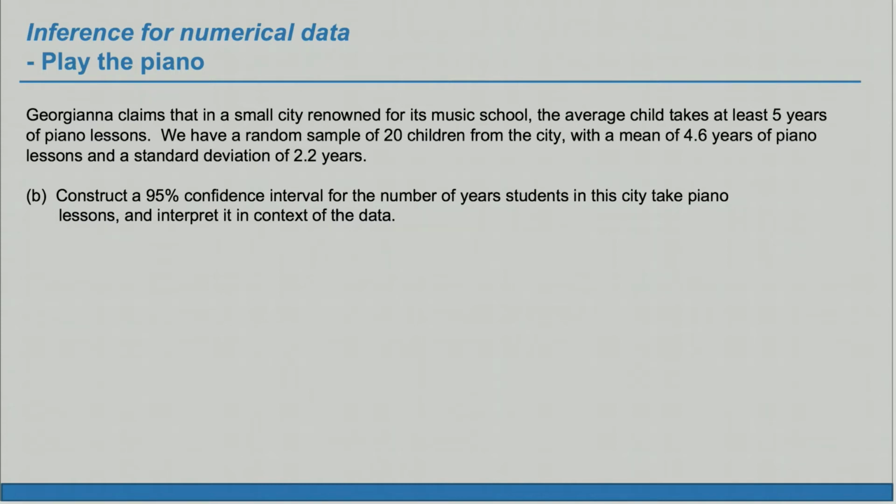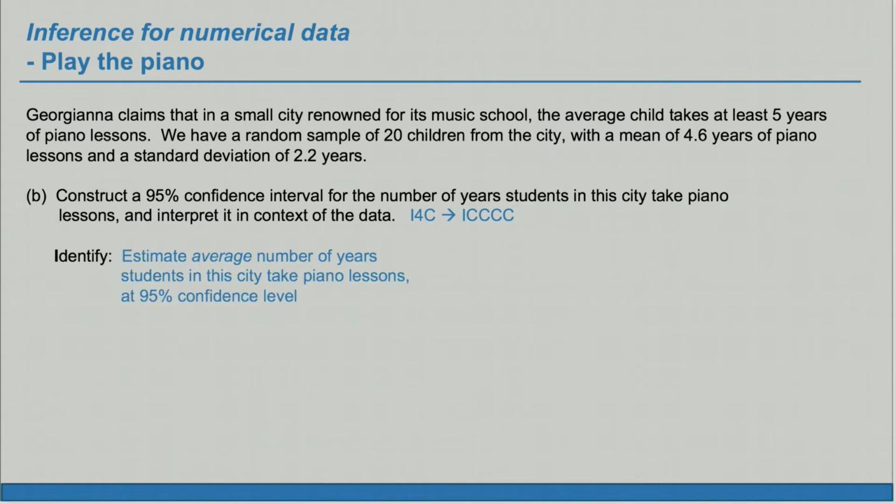So in order to structure our response, we'll use the same I4C framework: identify, choose, check, calculate, and conclude. So the first thing we want to do is identify what it is we're trying to estimate and the confidence level that we'll use. So here, we want to estimate the average number of years students in this city take piano lessons, and we'll estimate it at the 95% confidence level. Next, we should choose the appropriate interval. We have a mean and one sample, so we'll do a one sample t interval for a mean.